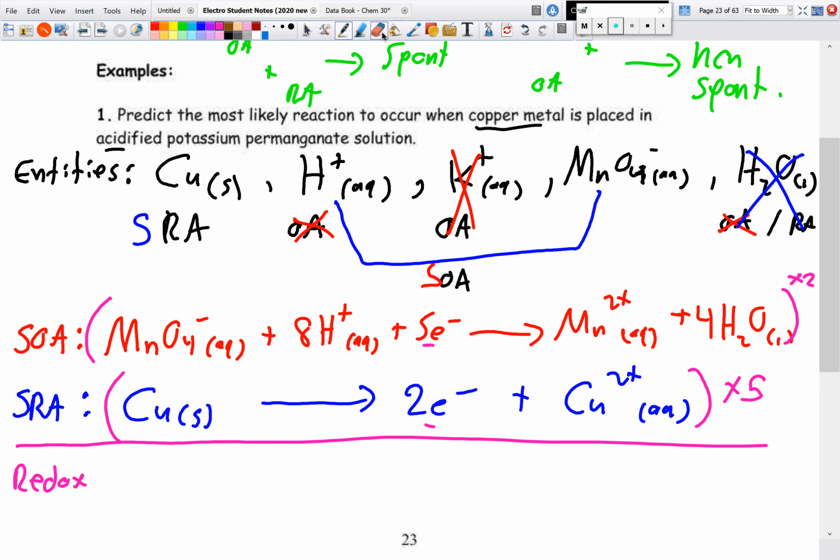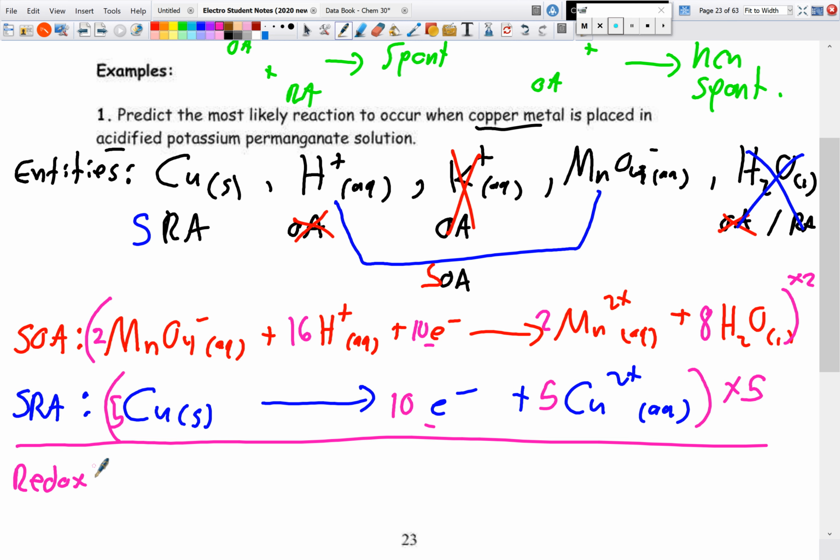Now, as for the coefficients, you can stick them in as well, where we're going to get 2 Mn2 plus, we're going to get 16 H plus, we're going to get 10 electrons, and our last thing here, our water, that 4 gets multiplied by 2, so we're left with 8. And same thing with our coppers, our new coefficients, we got 5 copper solid, we are going to get 10 electrons, and then 5 Cu2 plus.